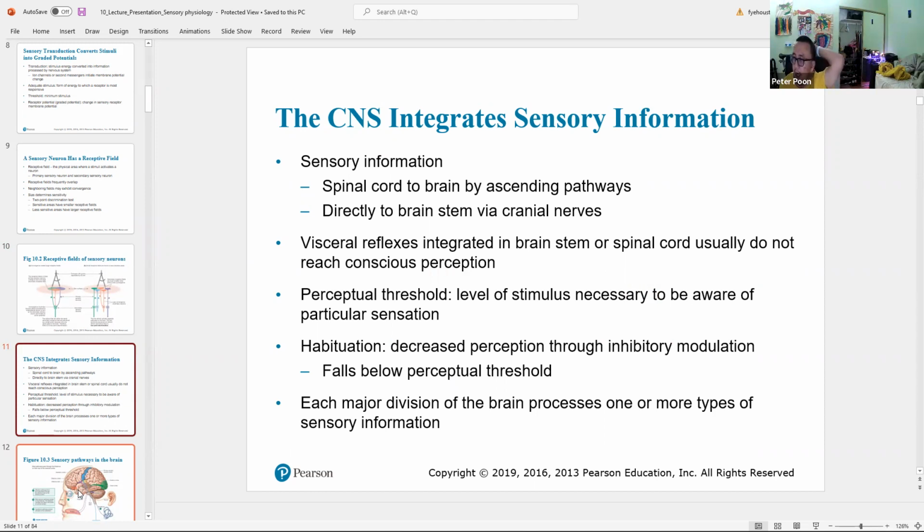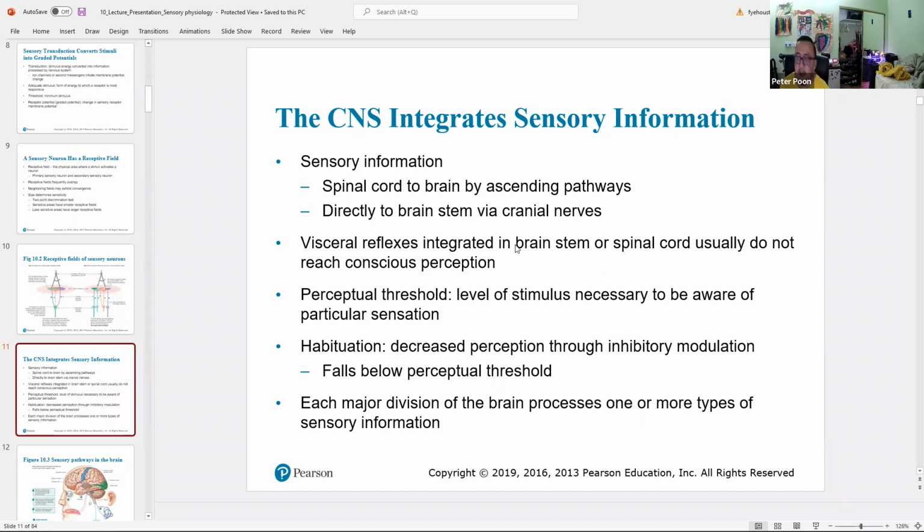So the CNS integrates sensory information. Visceral reflexes located in the brain or spinal cord usually don't reach conscious perception, like your stomach contractions and stuff like that.